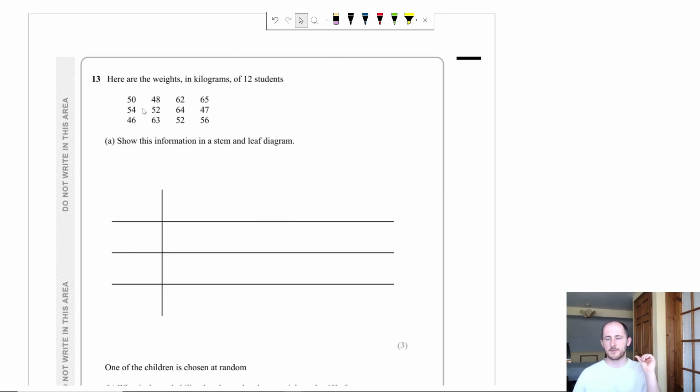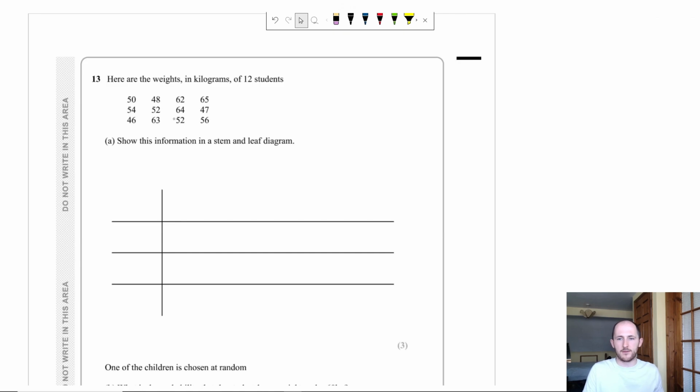Here are the weights in kilograms of 12 students. So we have them all in a jumbled order, and it says show this information in a stem and leaf diagram. So with a stem and leaf diagram, the numbers here make up our stem, okay? And in this case, they're going to be the tens column of each of our numbers.